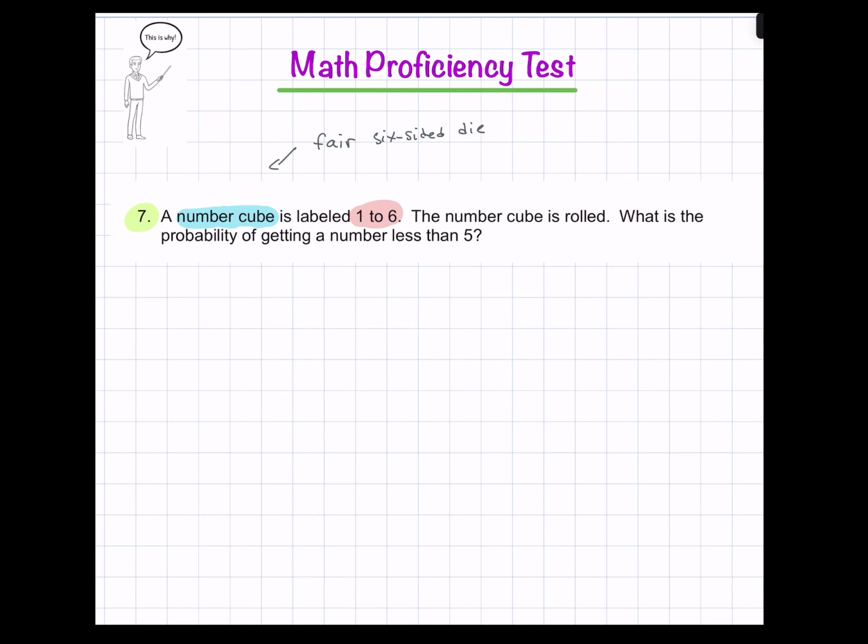And so what that means is that the probability of any side, since there are 6 of them, the probability of any side coming up is 1 out of 6. And this is the key to figuring this out.